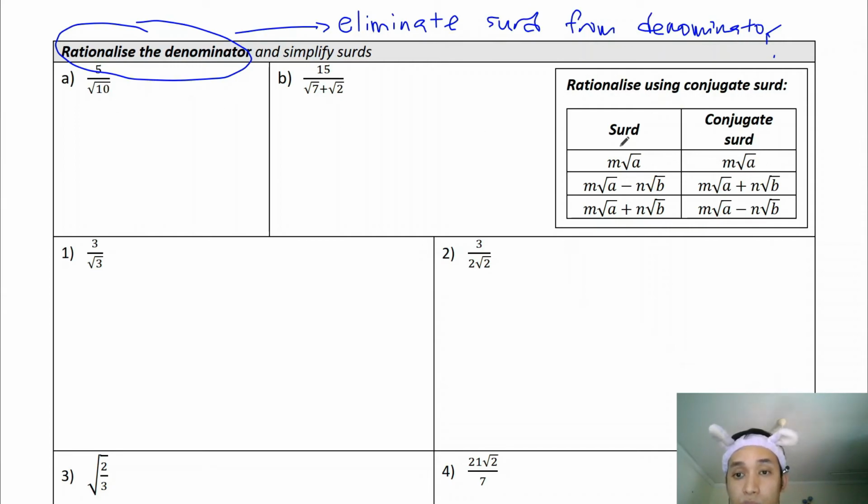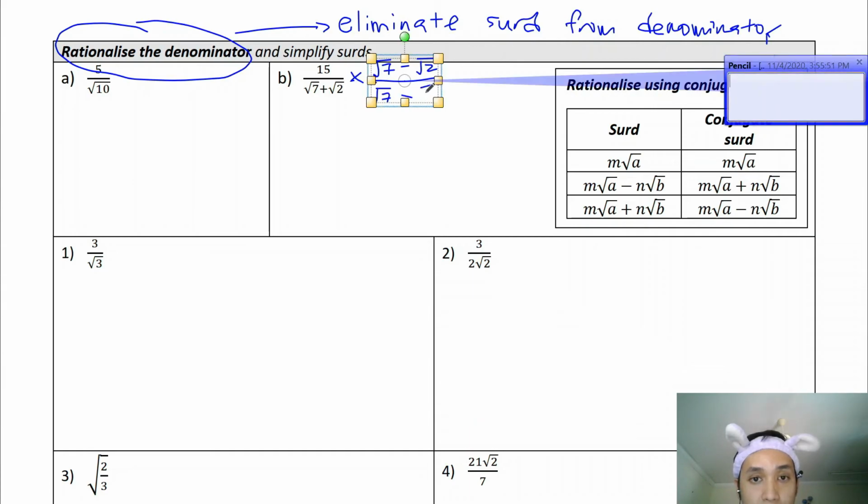Okay, so for example, if this one is surd 10, meaning I'm going to multiply by the conjugate, which is surd 10 over surd 10. In this case, for example, this is plus, so the conjugate surd that I'm going to multiply is negative. So this one I'm going to multiply by surd 7 minus surd 2 over surd 7 minus surd 2.